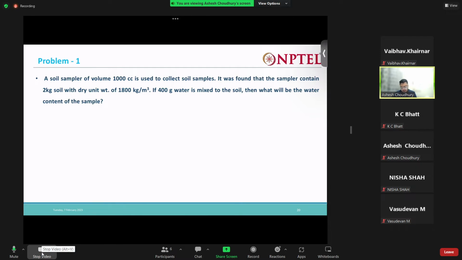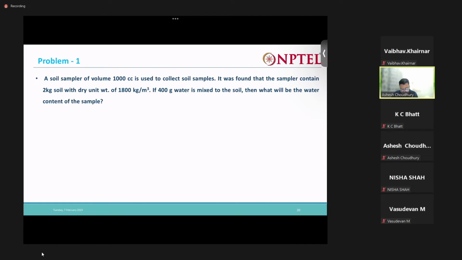The first problem: a soil sampler of volume 1000 cc is used to collect soil samples. It was found that the sampler contained 2 kg of soil with a dry unit weight of 1800 kg per meter cube. If 400 gram of water is mixed to the soil, we need to find the resulting water content of the soil. Let us write what we have: the dry unit weight is 1800 kg per meter cube.